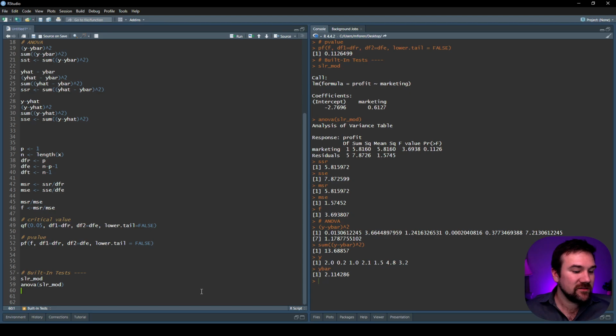So in any case, this has been how do we do ANOVA for regression in R. We did the by hand way first, and that went pretty quick. And then we did the built-in test, and that was super quick. So yeah, maybe our shortest video ever.